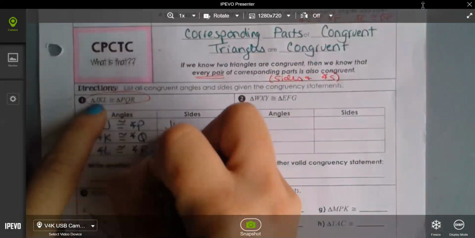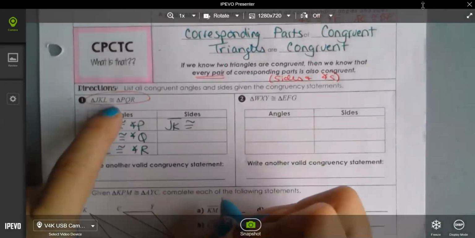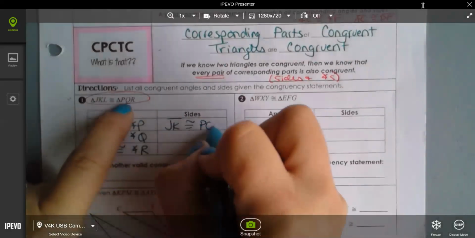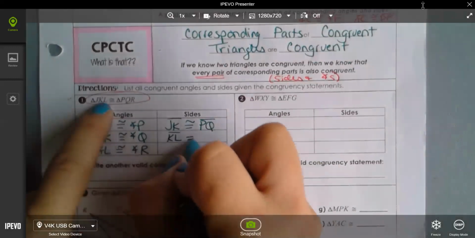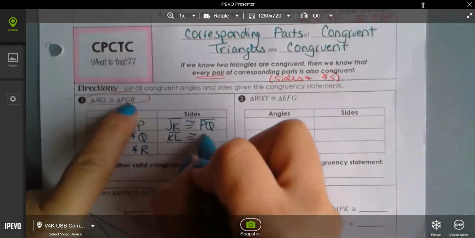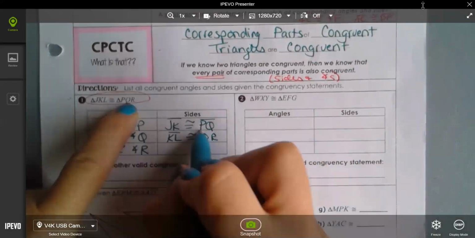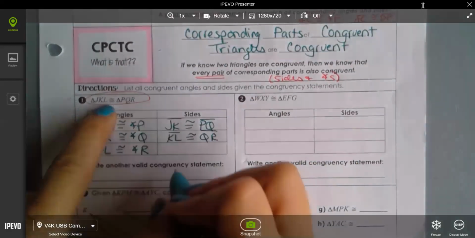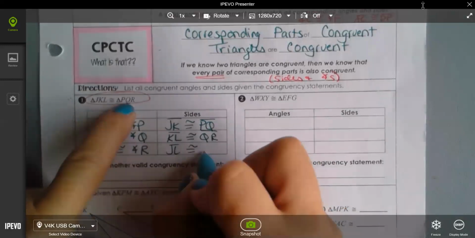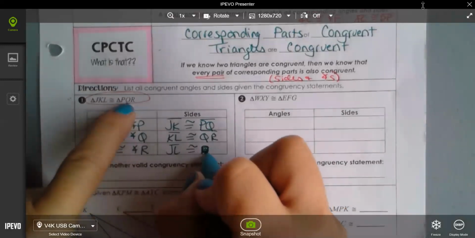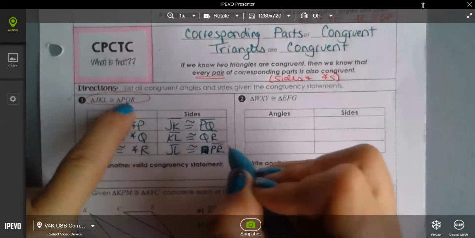All right, let's go first two. JK is congruent to, first two, PQ. Last two, KL is congruent to QR. First and last, JL, is congruent to first and last, PR.